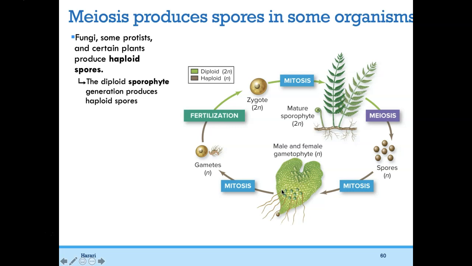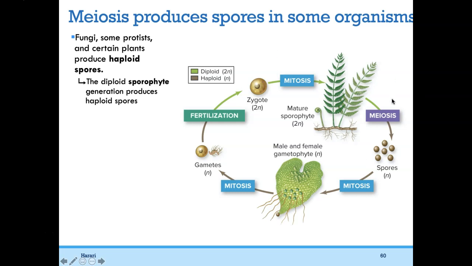The spores produce the gametophyte phase, and then this gametophyte can produce gametes. That's why it's called a gametophyte. The gametophyte can produce gametes, like pollen, an egg, and then that can be fertilized into a zygote, which is diploid. Right? When two haploid gametes come together, that forms a diploid zygote.